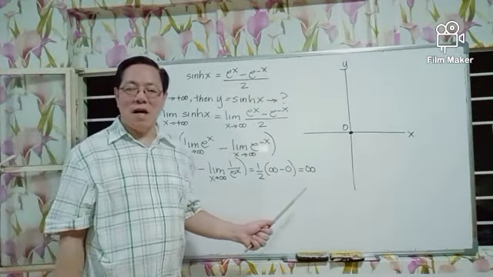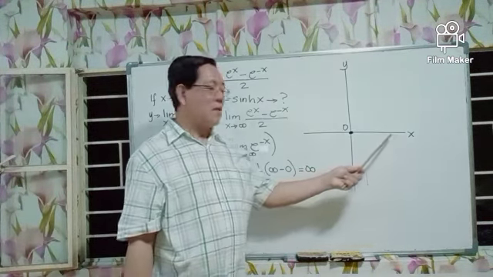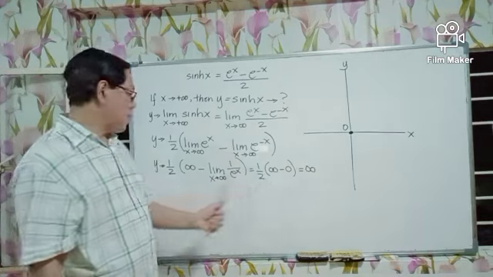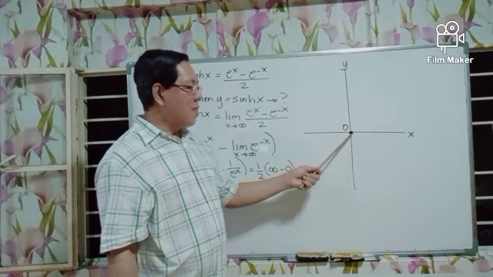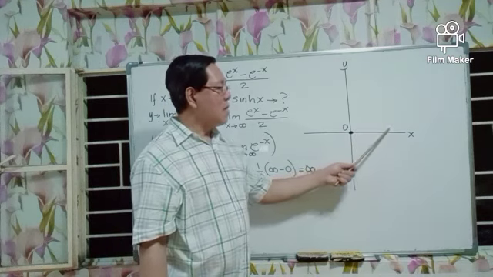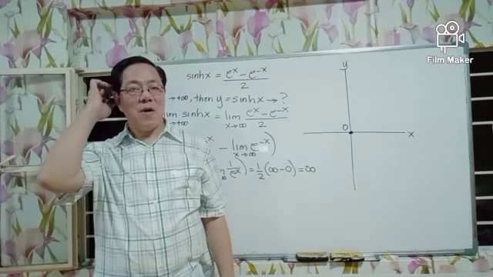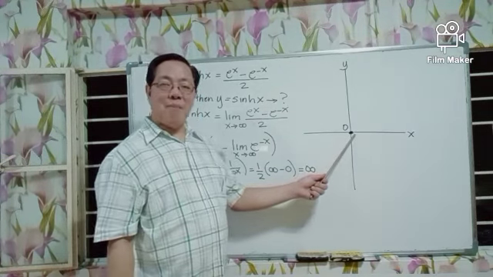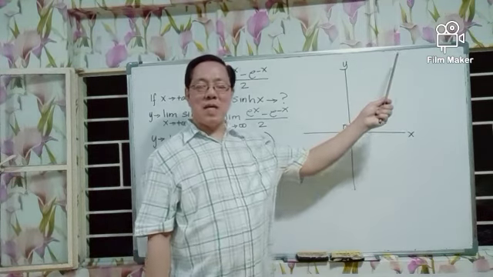Now, this tells us that if we assign values of x that are increasing, approaching positive infinity, the value of y will also approach positive infinity. That means geometrically that the graph of the hyperbolic sine of x is increasing from the point after the origin. For values of x that are increasing, the value of y will also be increasing.